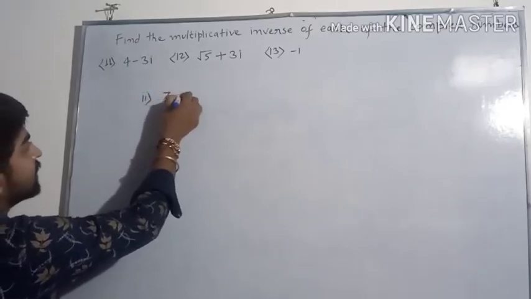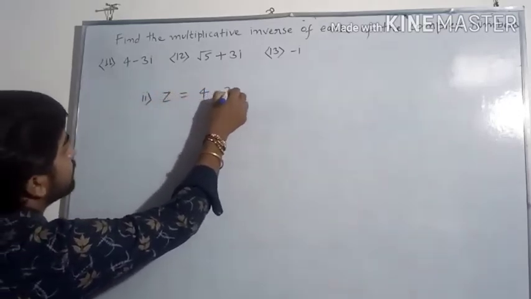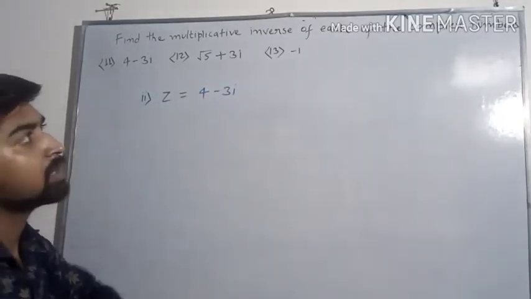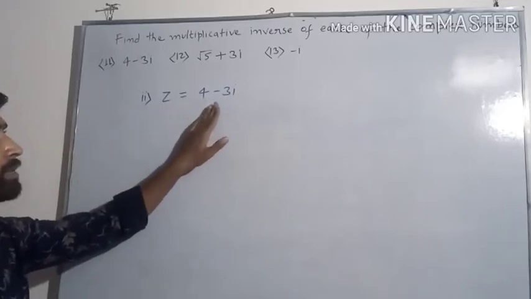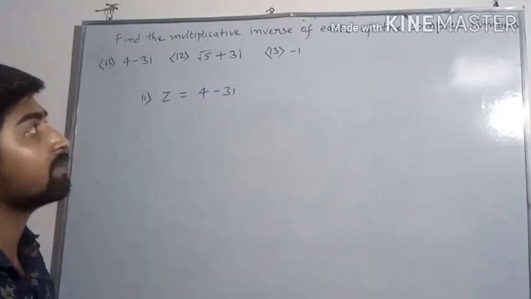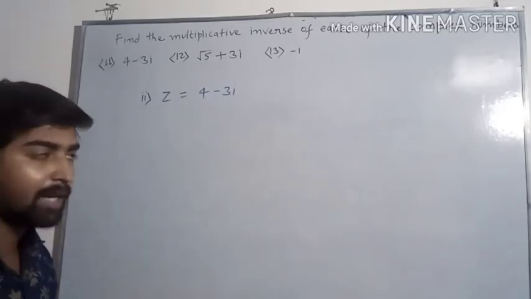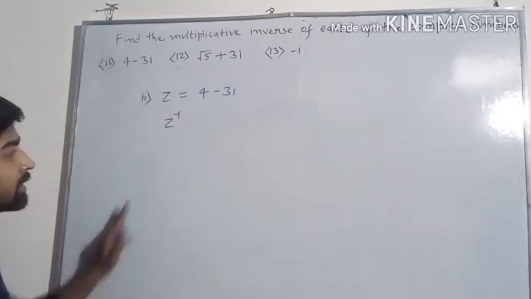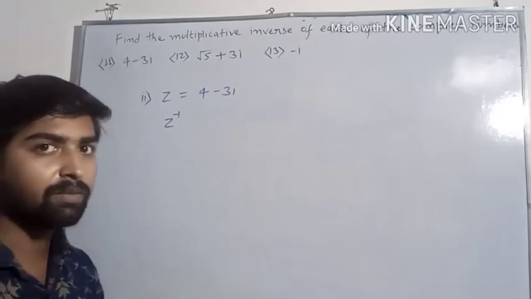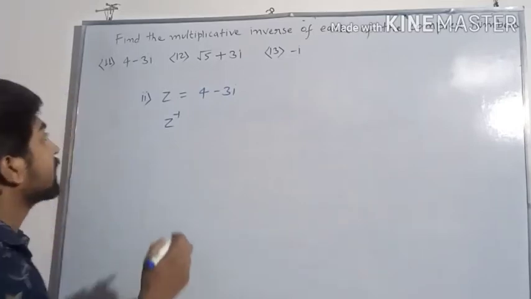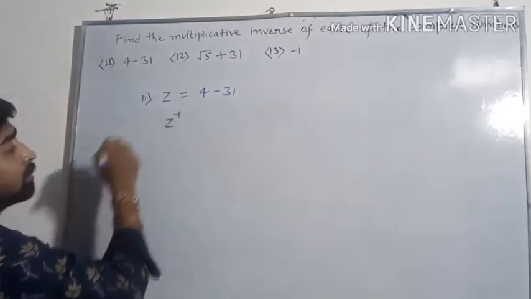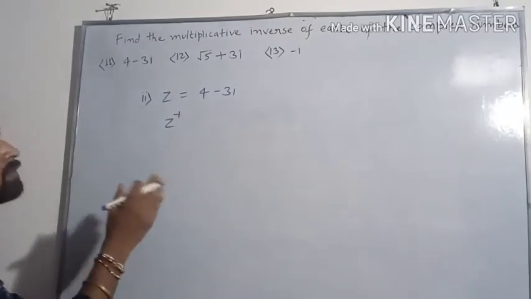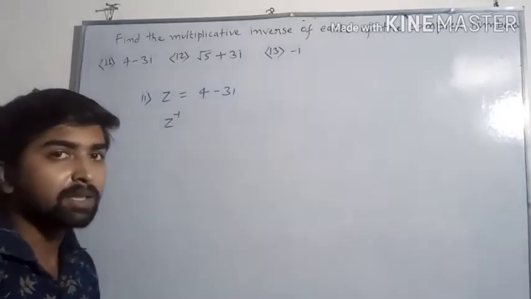Let complex number z equal 4 minus 3i. This complex number is given. The multiplicative inverse of any complex number z is z inverse, written as z to the power minus 1. This represents the multiplicative inverse of any complex number z.